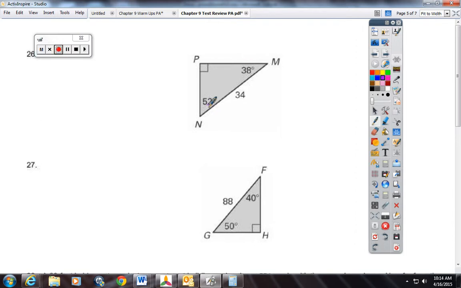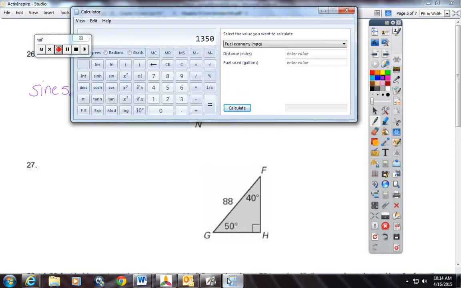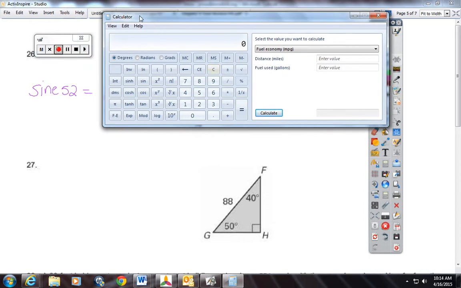I can use it to find the opposite, in relationship to this, and then I know the hypotenuse. So which ratio has the opposite and the hypotenuse in it? Sine. Okay, so I'm going to take the sine of 52, and that equals the opposite, which I don't know, over the hypotenuse, which is 34. Okay, so here, I'm going to take the sine of 52, which is 0.7, we'll say 0.788.